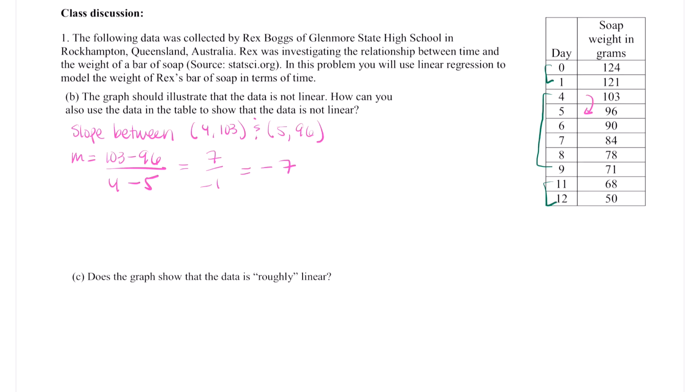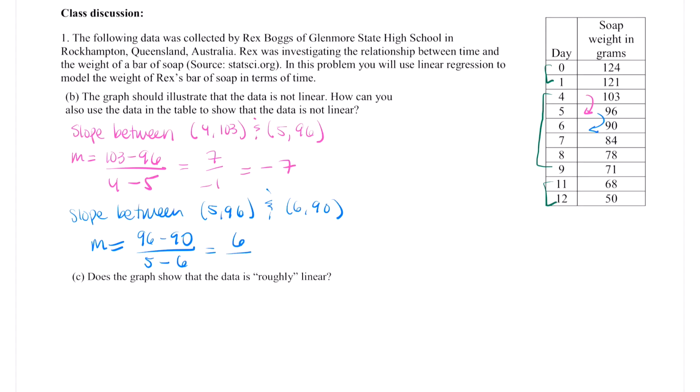Now let's take a look at a different slope. Let's take a look at the slope between 5 and 6. So that's the slope between (5, 96) as an ordered pair, and (6, 90) as an ordered pair. So my slope here is 96 minus 90 divided by 5 minus 6. So you should end up with 6 divided by -1, or -6.